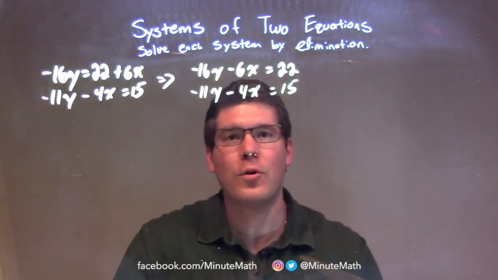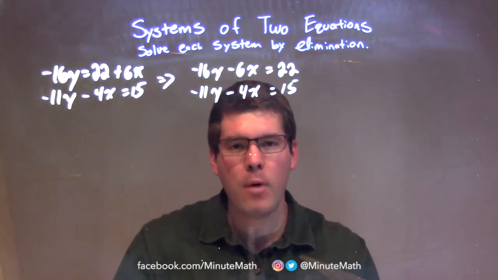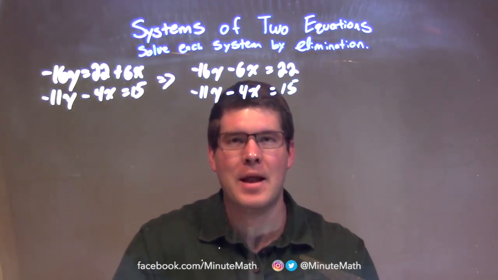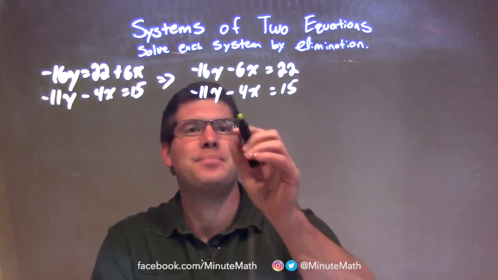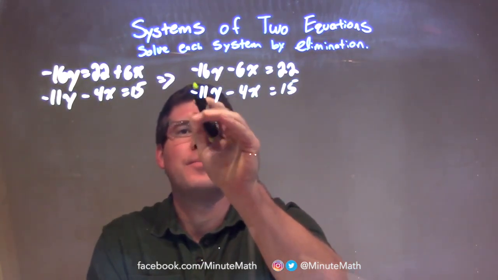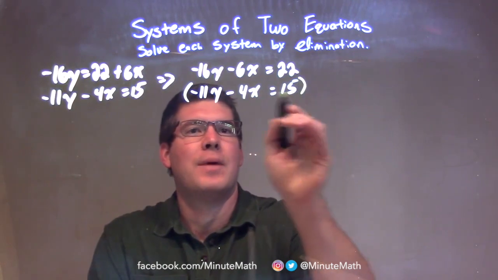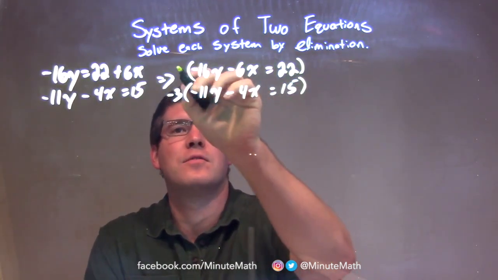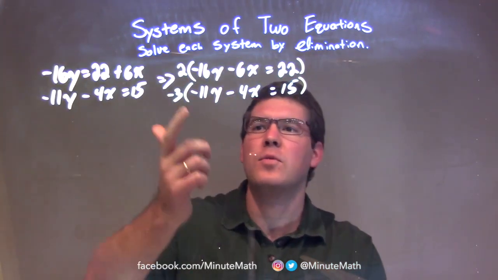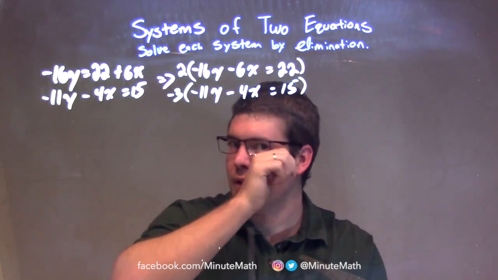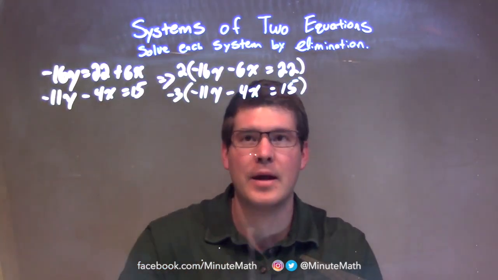If I multiply 4 by 3 and 6 by 2, both of them will equal 12. Now what's tricky though is one of them I'm going to have to make negative. So let's make the bottom one negative. I'm going to multiply the bottom one by a negative 3 and the top one by a positive 2. This will allow me to have a positive 12x here and a negative 12x here, so when I add them together, they will eliminate.